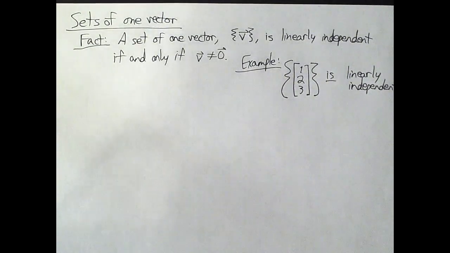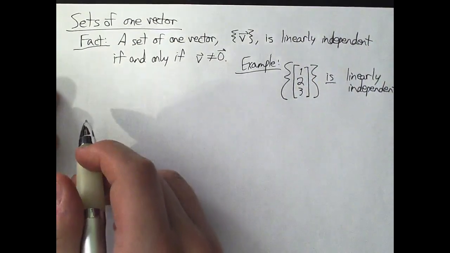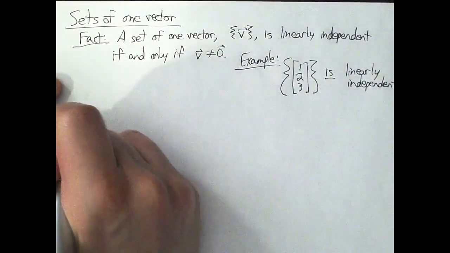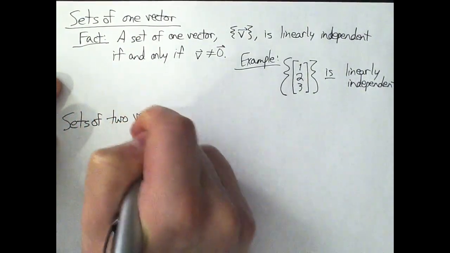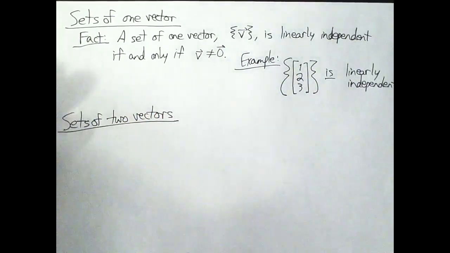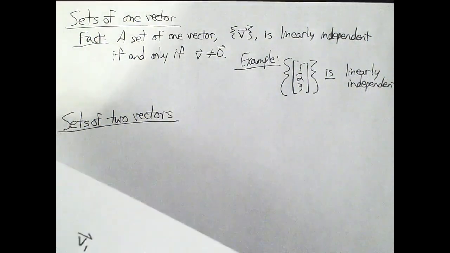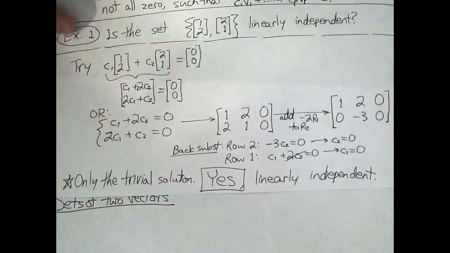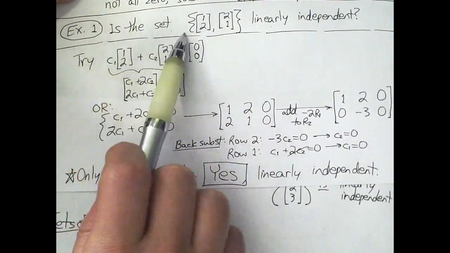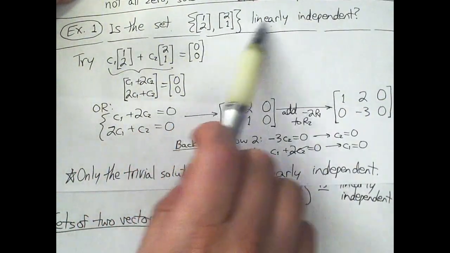Okay, so that's about all we can say for sets of one vector. I mean, sets of one vector probably don't show up very often. It starts to get interesting once you get to sets of two vectors. Now, if I gave you a set of two vectors and I asked you, is it linearly independent or not? I know one way you could do it. We did this already, right? We had a set. It had two vectors. We asked, is it linearly independent?